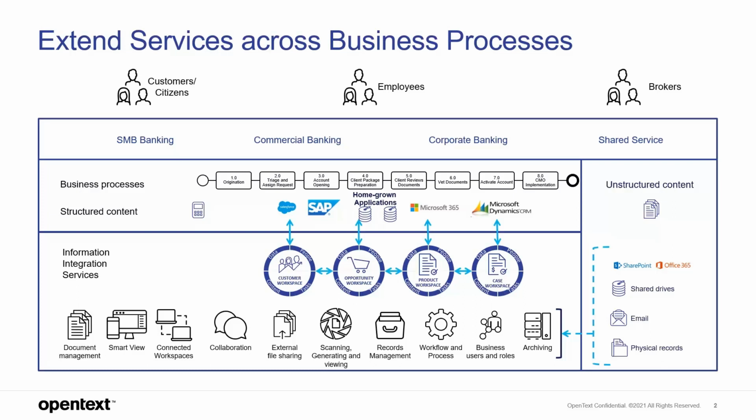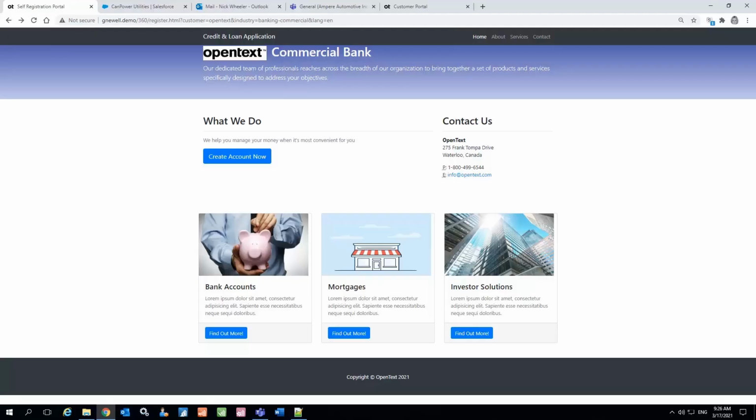In the following demonstration, I will show how OpenText Extended ECM Platform seamlessly connects line of business applications together across an organization's business process. The scenario I will walk through today will be a day in the life of a customer and a customer relationship manager at OpenText Commercial Bank during the onboarding process. I'll start by taking the role of a small business owner named Julie Morris, who will be registering online for a commercial loan for her company, CamPower Utilities.